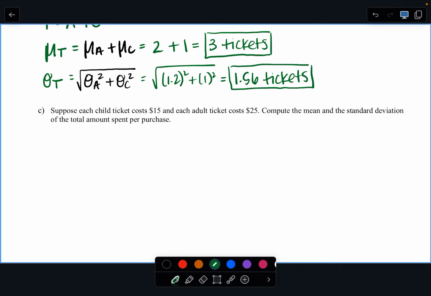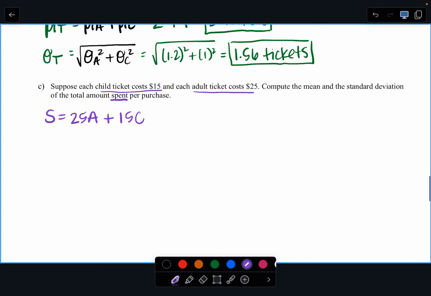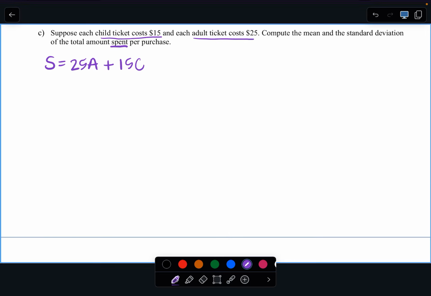Now, they go on to say, suppose each child ticket costs $15 and each adult ticket costs $25. So they're introducing a new element where we have the cost of each ticket, and they want us to compute the mean and the standard deviation. So I'm going to call this the total amount spent, S. I'm going to take the adult tickets and multiply them by 25, take the child tickets and multiply them by 15. And then I'm going to find the mean and the standard deviation of this transformed equation.